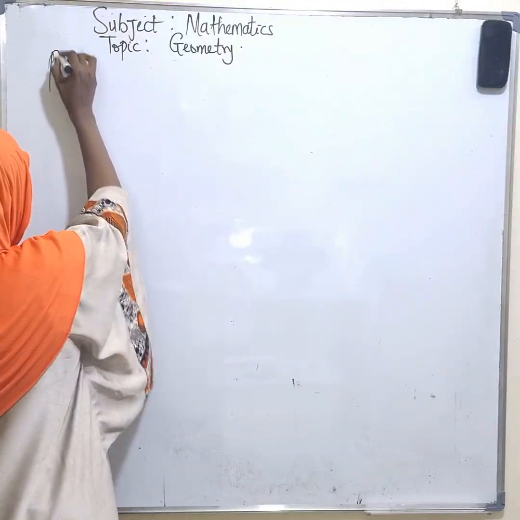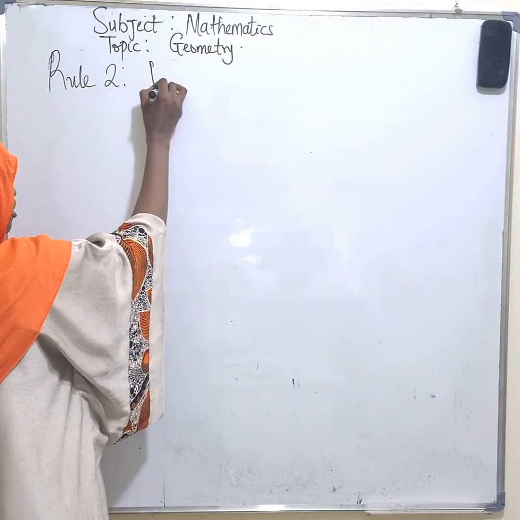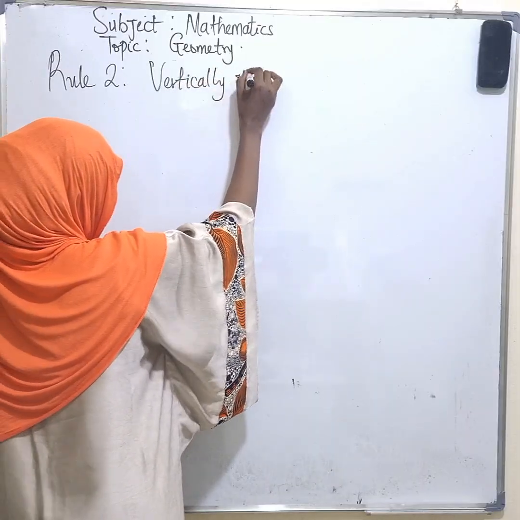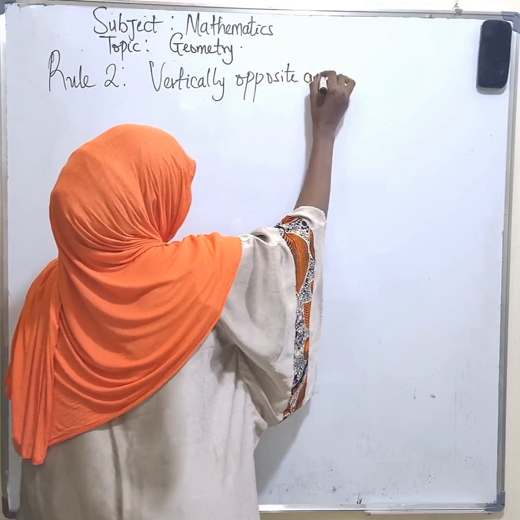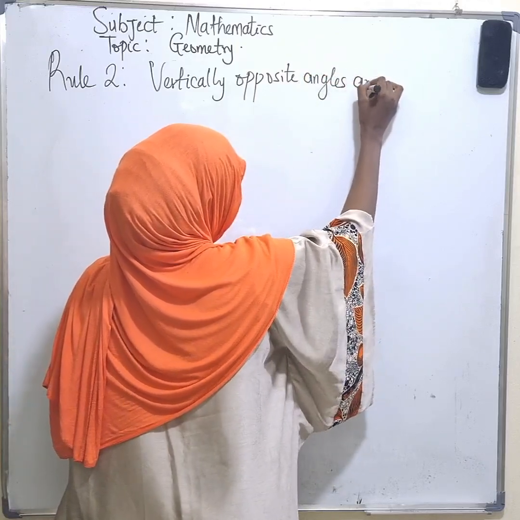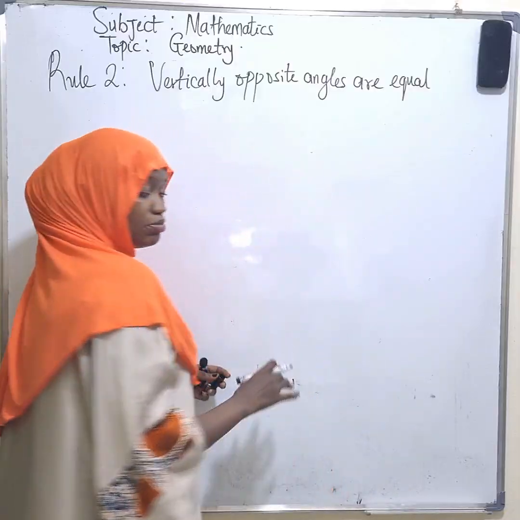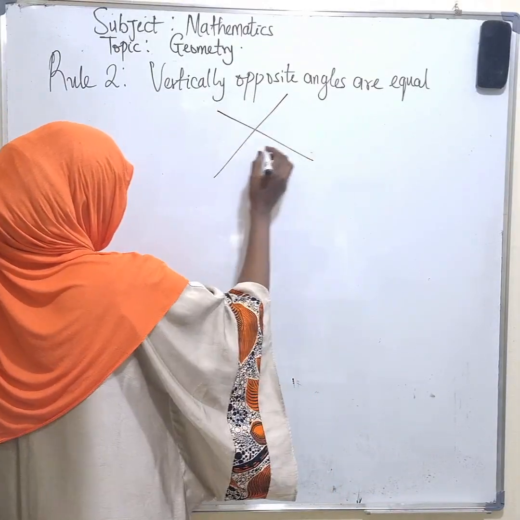The next rule, I'm going to call it rule 2. It states that vertically opposite angles are equal. Okay, this is rule 2. Vertically opposite angles are equal. So let me show us this in a diagram. Let's say we have this.